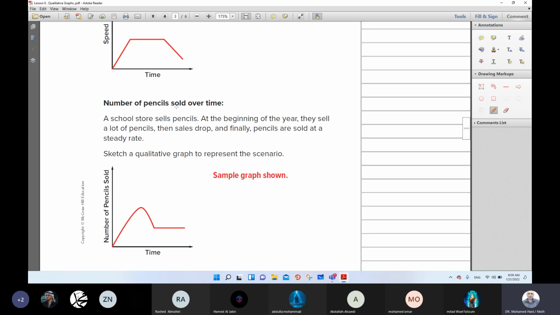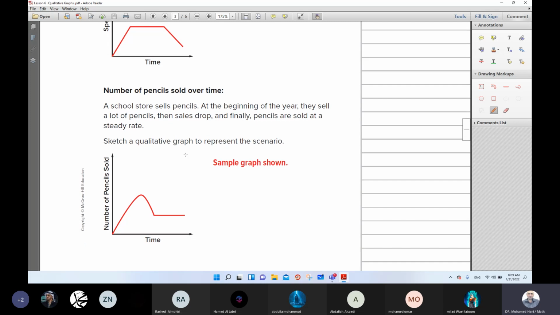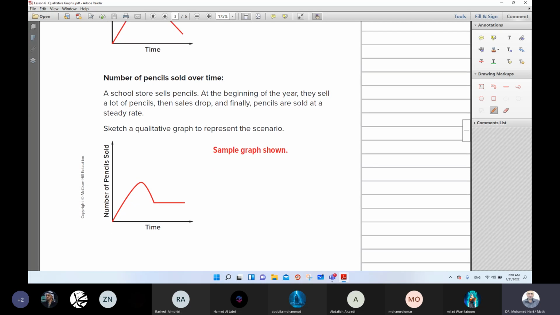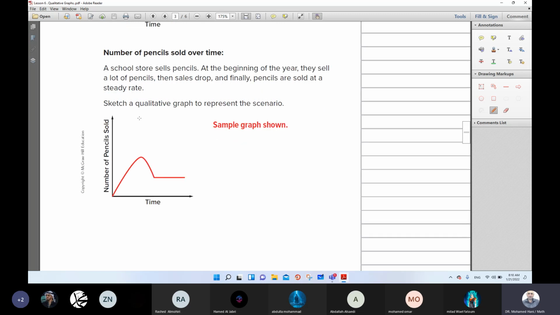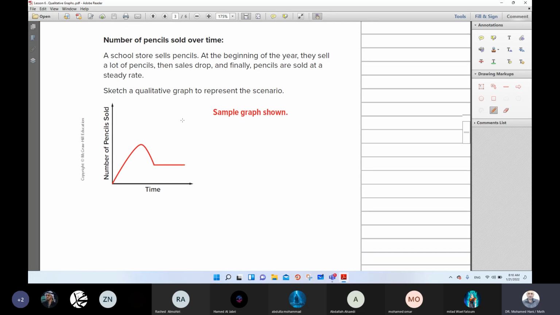Number of pencils sold over time. A school store sells pencils. At the beginning of the year, they sell a lot of pencils, then sales drop, and finally pencils are sold at a steady rate. Sketch a qualitative graph to represent the scenario.